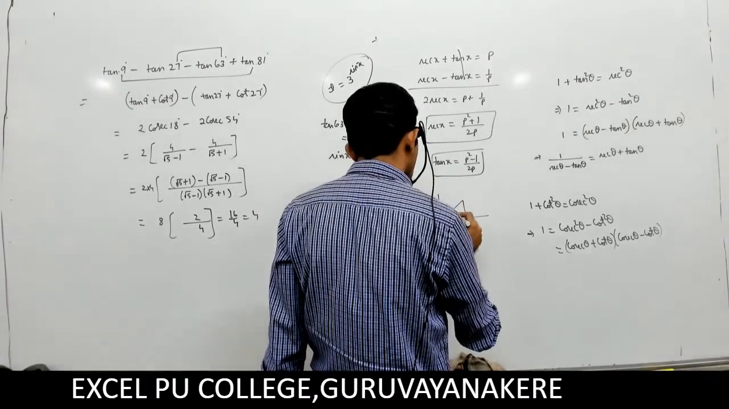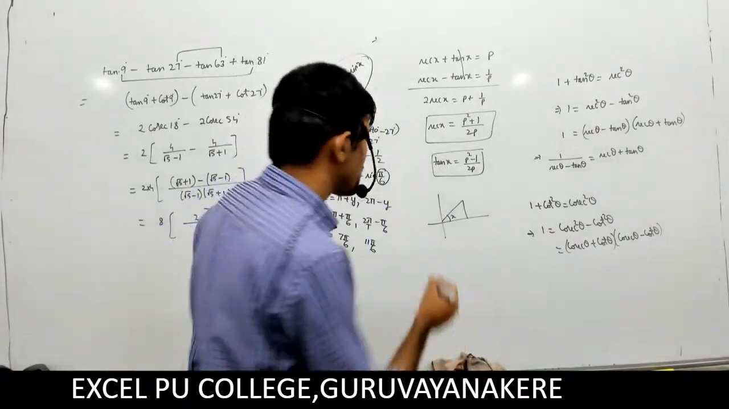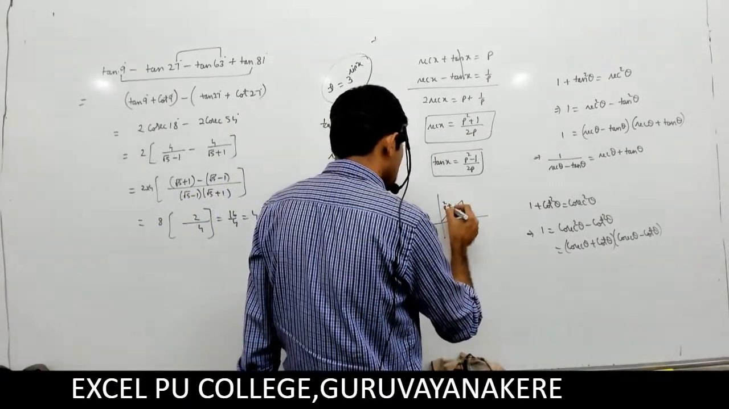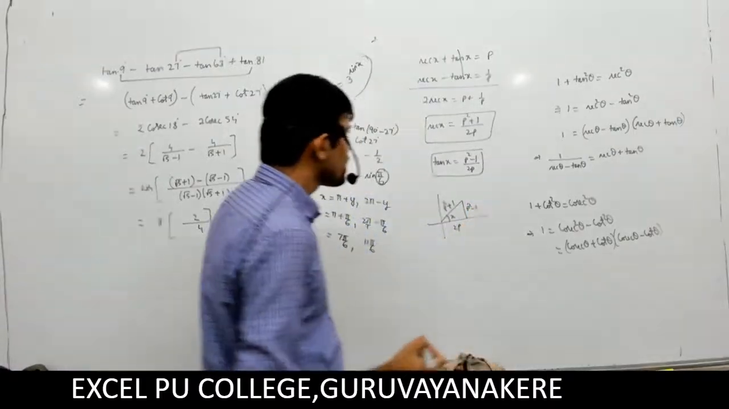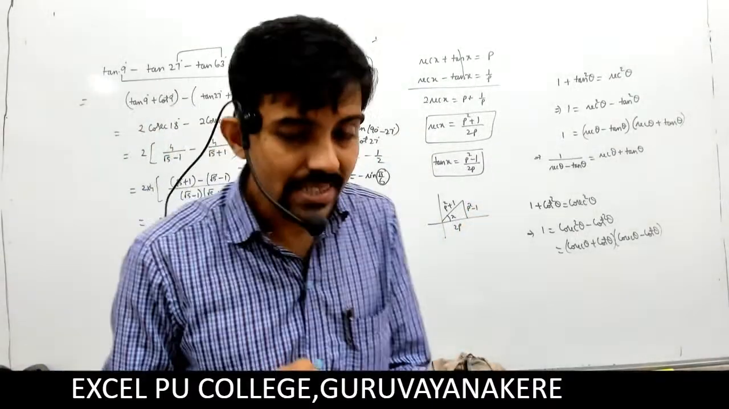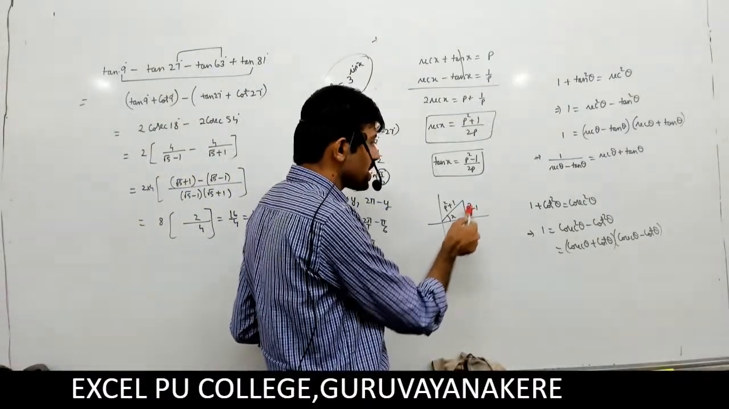This angle is x. Secant x is what? Hypotenuse by adjacent. This is hypotenuse and this is adjacent, and this is p square minus 1. Secant is hypotenuse by adjacent. Tan is opposite by adjacent. Tan x is p square minus 1 by 2p.